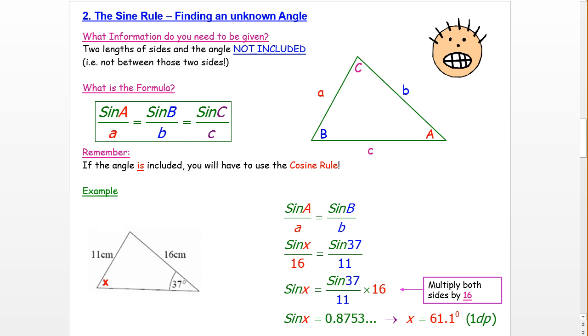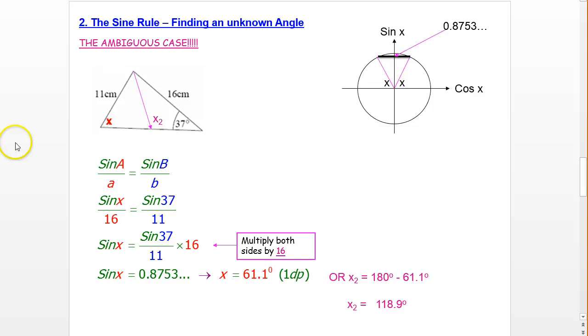But there's something Mr. Barton didn't include, so I've added in an extra slide here. Let's have a look. What about the ambiguous case? We know about the unit circle, and at the very least from 4.6 you know about obtuse angles. Where I got to that step right down here, so this working's all the same, when I got down to the step sine x equals 0.8753, your calculator will always give you the smallest possible angle, the acute angle. It gave me 61.1 degrees. You can see if I drew that on my unit circle, that'd be about there.